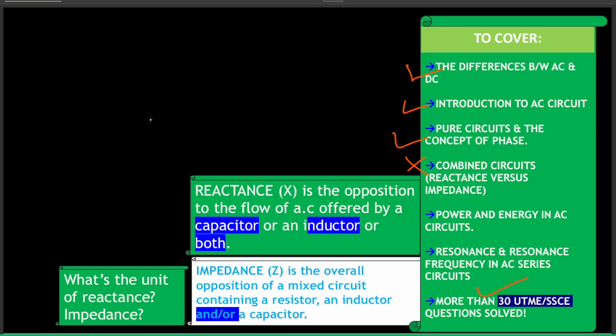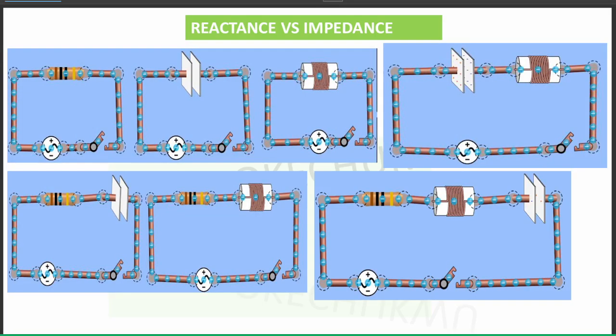Now, what's the difference between reactance and impedance? Let me show you this. Okay, actually there are 3 of them: resistance, reactance, and impedance. And of course, the unit of the 3 of them is the same, ohms. All right, so let's toggle with these circuits that we have here. What about this one? We have resistance here. Can you see only the resistor is connected?